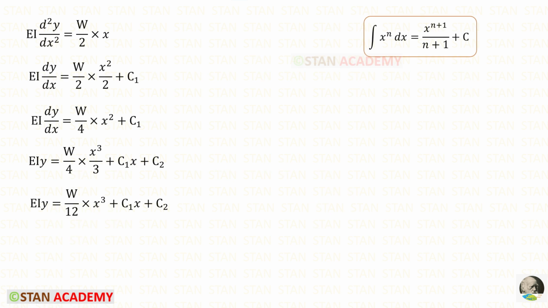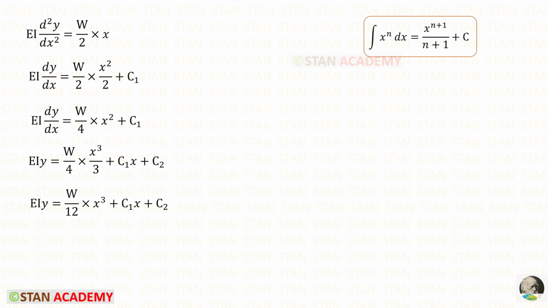We have to integrate on both of the sides. When we integrate this, we will get dy upon dx. Using this formula, we can integrate x. We will get x square upon 2. C1 is the constant. 2 into 2, it will be 4.